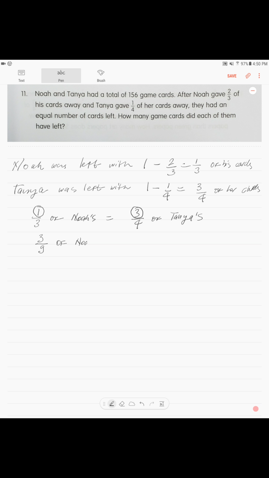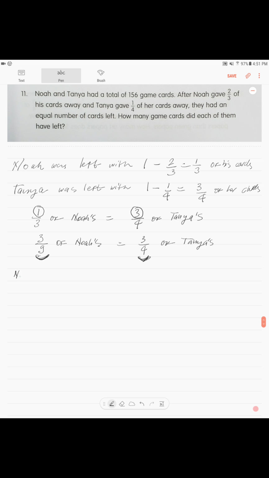3/9 of Noah's, and we keep this fraction the same, 3/4 of Tanya's, right? Why did we do that? Again, because these 3 units and 3 units, they're the same units, okay? But the denominator is different now, right? And the denominator is showing us how many units of cards they had at first, right?